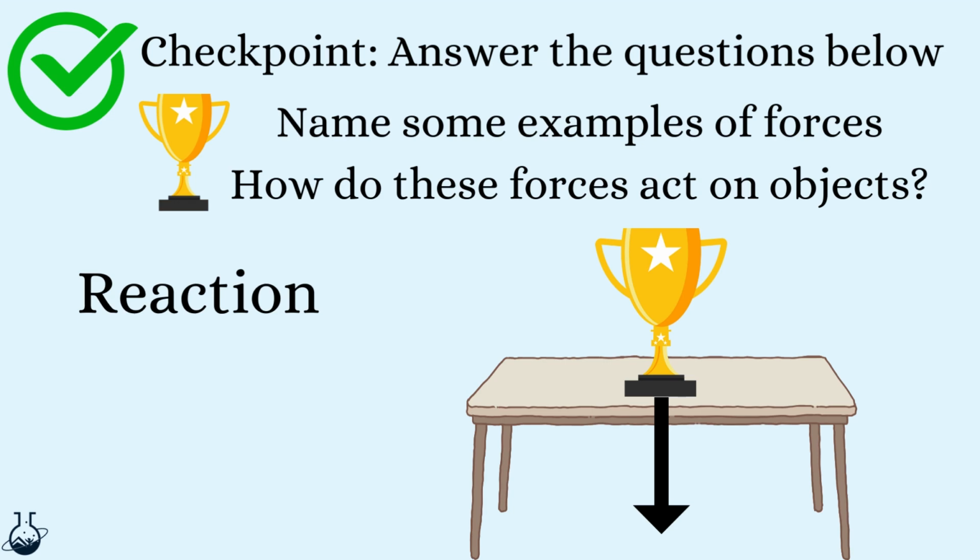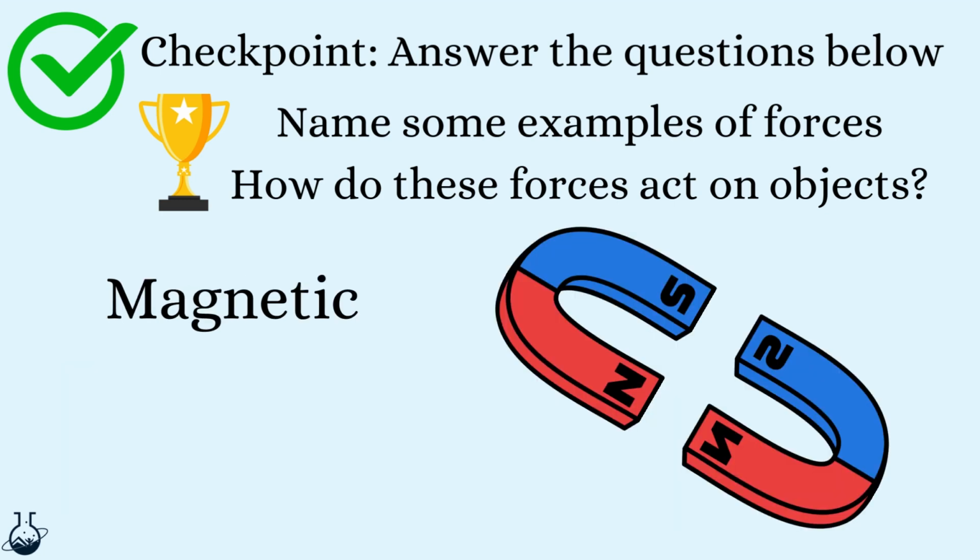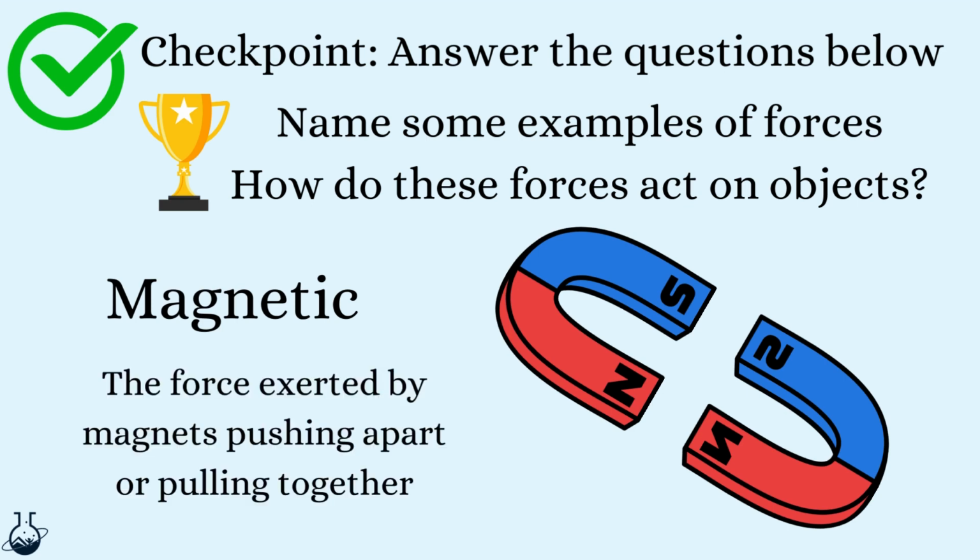Then there's a reaction force, just the equal and opposite reaction of an object pushing down on it. For example, the weight of the trophy acts down onto the table. So the table pushes back onto the trophy, opposite in direction but equal in magnitude, amount. And finally, the magnetic force, which is a force exerted by magnets pushing apart or pulling together, depending on the poles favour attraction or repulsion.